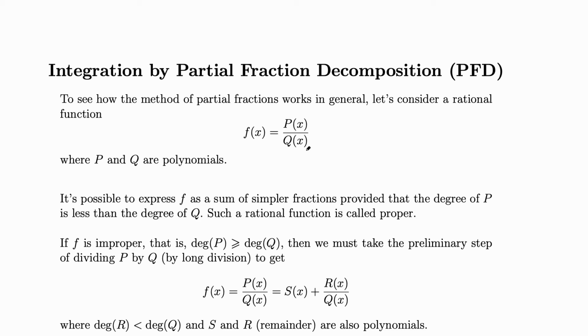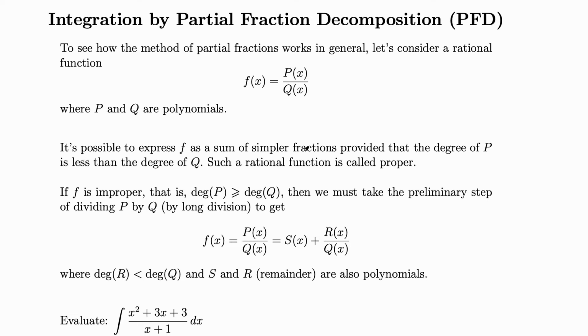When we have a rational function like this, it can be proper or improper. Let's consider first proper. Proper means the degree of the top is less than the degree of the bottom. In that case, we can always write this rational function as a sum of simpler fractions. It can be two simpler fractions or more than two.